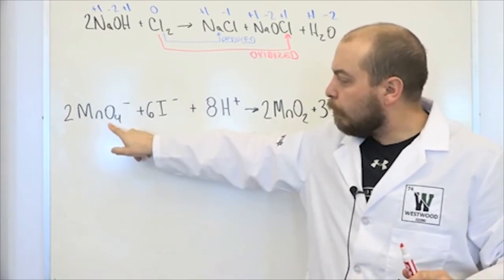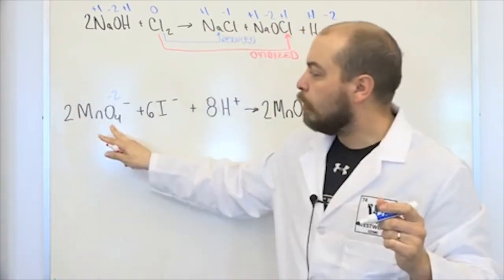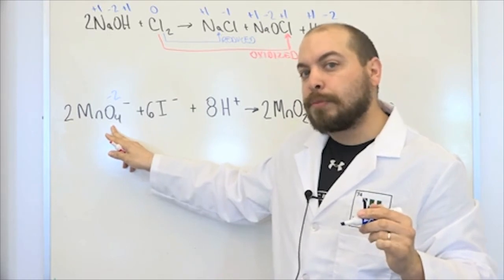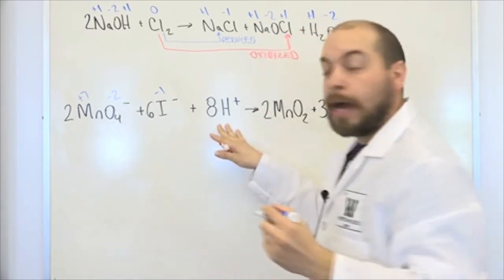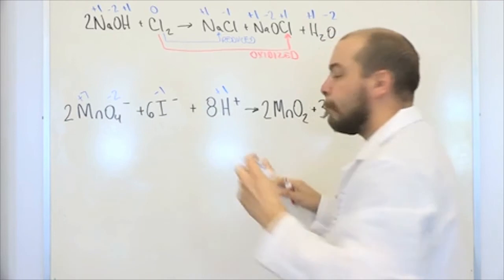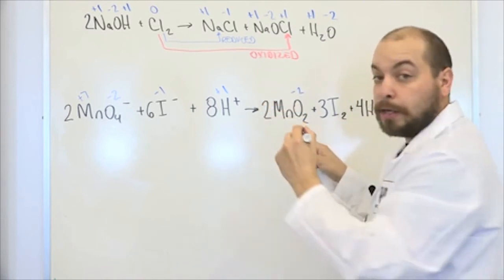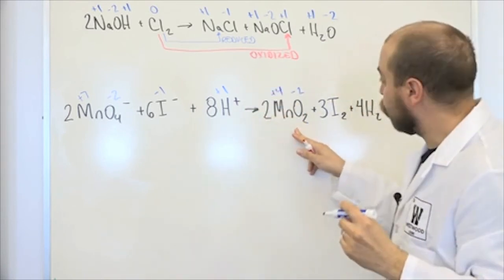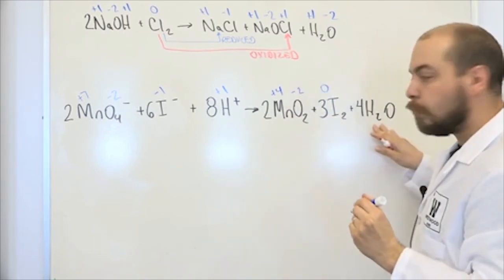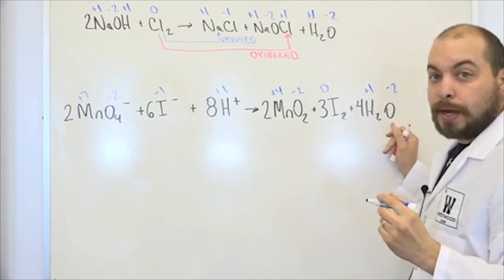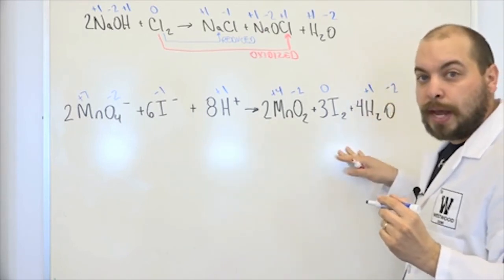Permanganate ion. Permanganate has an overall charge of -1. Each oxygen is going to be -2 within it. That means the manganese must have had an oxidation state of +7. Iodine, as an ion, just has an oxidation state of -1. Each hydrogen is going to be +1. On the product side, the manganese is now paired in MnO2. Oxygen's -2, manganese +4. Iodine in its elemental form here has an oxidation number of 0. And in water, the oxidation number of oxygen is -2 and hydrogen is +1. So now we've assigned oxidation numbers to every atom within the compounds.